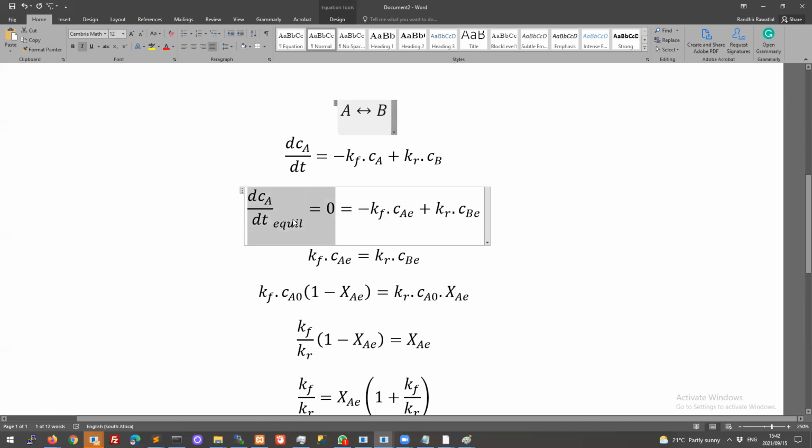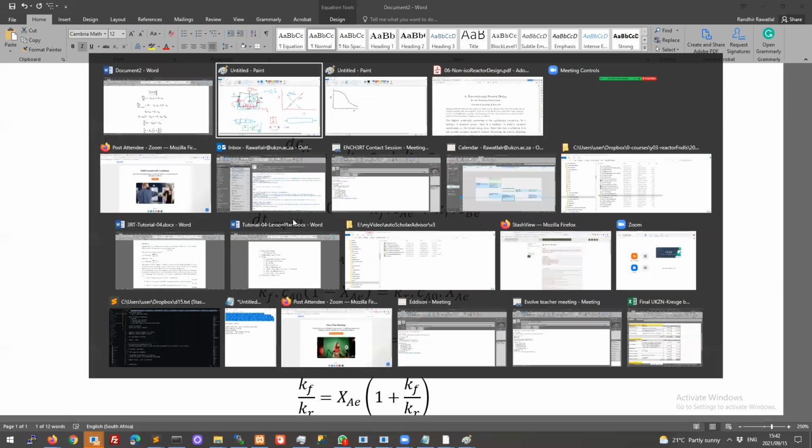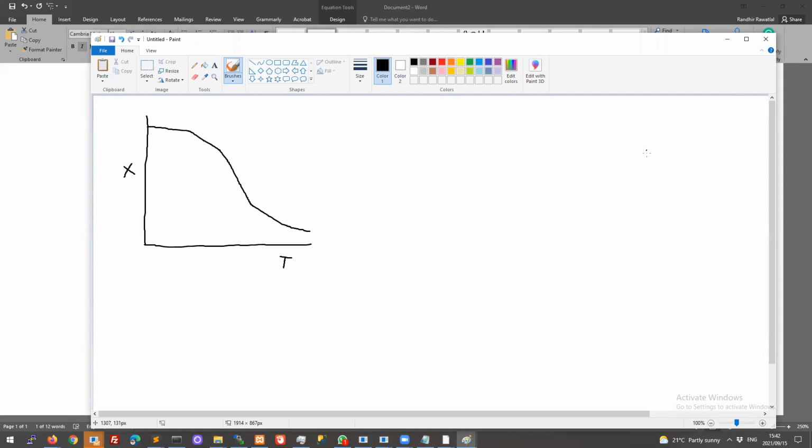Another way to think about this is, let's imagine what happens if you take a batch reactor. So let's draw a batch reactor here, and let's imagine what happens over time. So let's say we start out with component A. You've got component A in this reactor. So initially we have this situation. We have component A in the reactor at a certain high concentration. And then as time goes on, A gets converted to B.